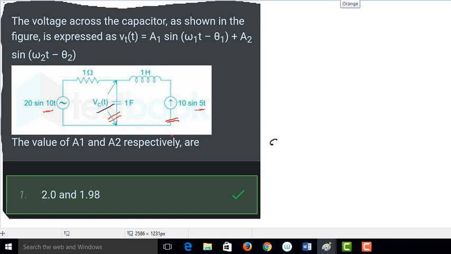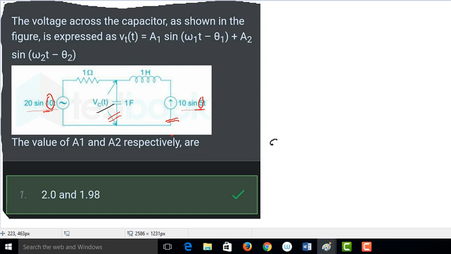In this problem, they are asking to find the voltage across this capacitor, right? The voltage across the capacitor. They have given two different sources, with different frequencies.